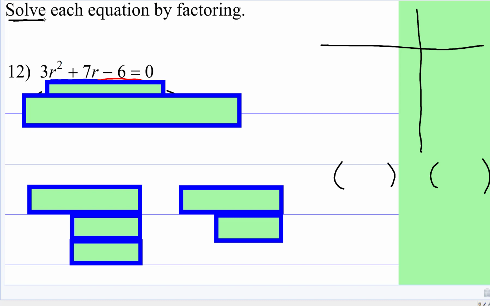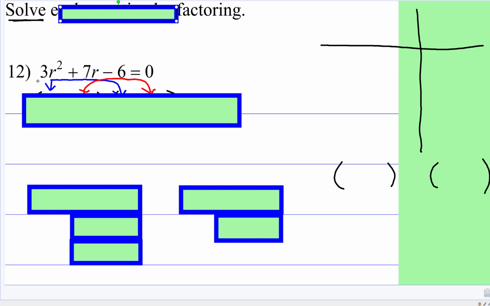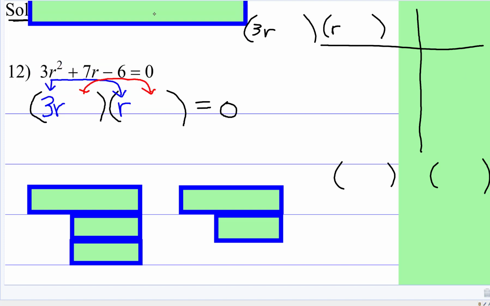All right, so if you've got the 3 terms, you're going to do the same thing where the very first term, 3r squared, since 3 is prime, this is a simple way to do it. You still take factors of 3r squared and put it into the first sets of parentheses. So since 3 is prime, you'd have 3r in one of the sets and 1r in the other set of parentheses. Okay? Then you take factors of -6, and factors of -6 will go into the second set of parentheses.